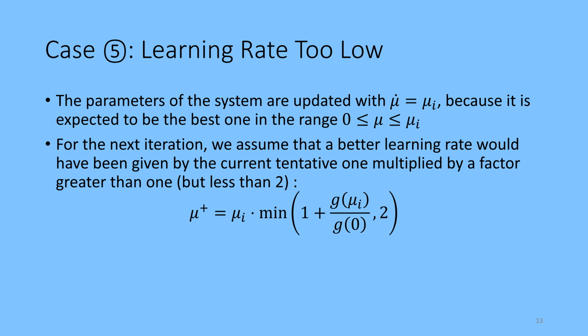For the next iteration, we assume that a better learning rate would have been given by the current tentative one multiplied by a factor greater than 1, but less than 2; we have plenty of time to find the optimal one. This updated learning rate takes into account the derivatives of the loss function. Thus, if the function is close to a minimum at the tentative learning rate, the increase will be less than if the minimum appears to be further away. Note, however, that we do not use this update learning rate directly in the next iteration, but use it to obtain the next tentative one by applying an exponential moving average.